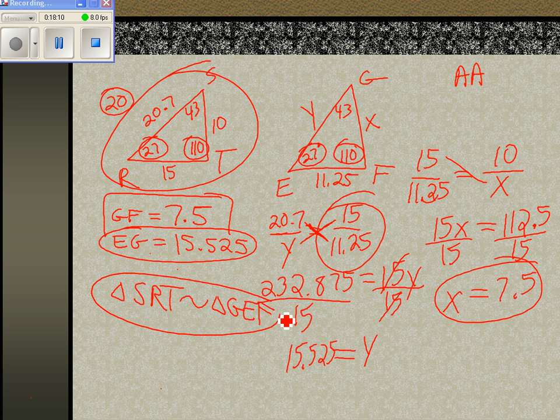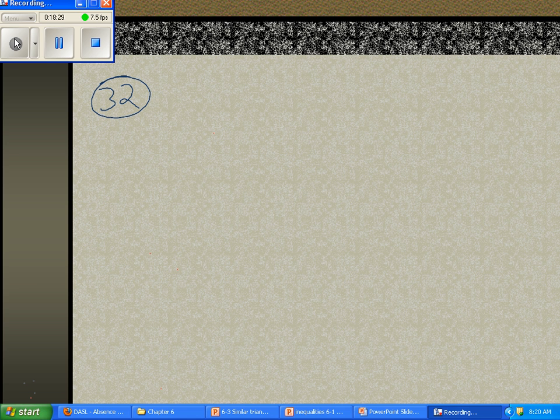So that's the other part of the answer that they want. So 4 parts of the answer: the 2 segments that they ask us for, the fact that which 2 triangles are similar, and make sure that we got them matched up, and what x was. Problem 32.